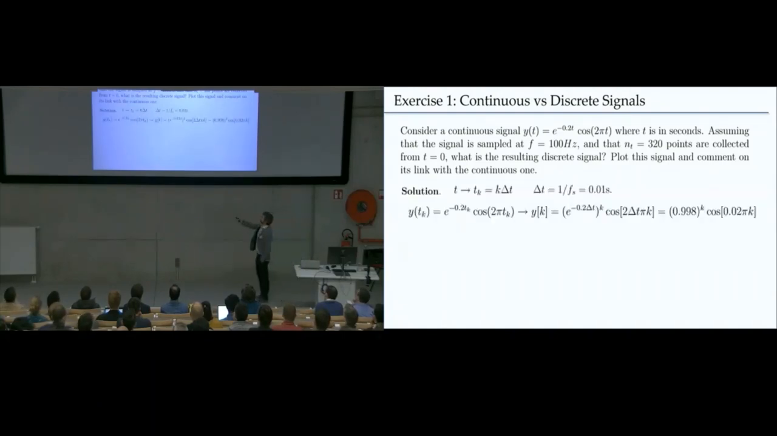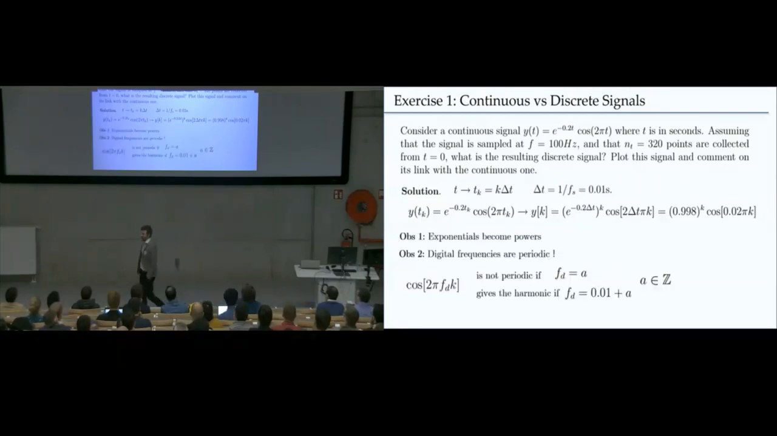So if you introduce this discretization here, you take out the k, you have this term here, this becomes a power, and if you plug this into the cosine, you arrive at a digital harmonic. Two big observations: exponentials become powers, and the Laplace transform becomes the zeta transform, and DMD is a very special case of that. And the other observation is that this guy might not behave the way you expect.